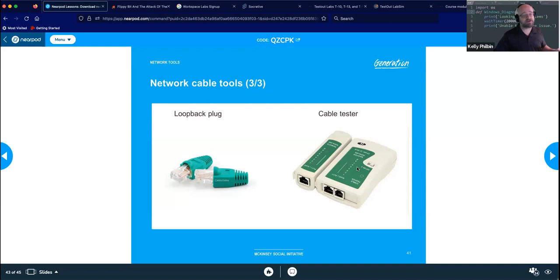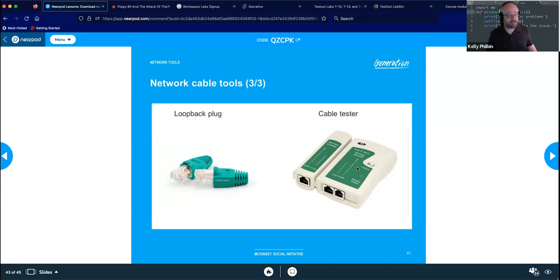Very useful tool, thankfully extremely inexpensive. You can pick one of these up for $5 or something like that. Maybe 10. So if you're making your own cables or whatnot, this is a great thing to have in your toolbox. You can test your cables right after you make them just to make sure that they're good before you put them in play.